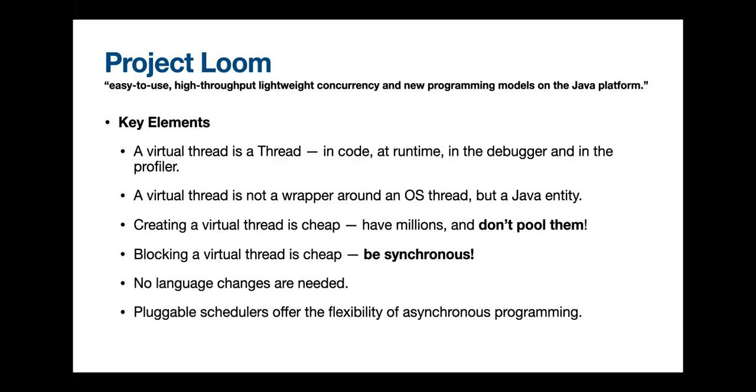So Project Loom, how could I simplify this? Well, this was on the website, so I'll just go with what they say. Easy to use, high throughput, lightweight concurrency, and new programming models on the Java platform. So a key element is that we're going to be using something called a virtual thread, which we treat like a thread, just like the java.lang.Thread that we've used since JDK 1, back in the late 90s, back when we listened to grunge music, in code at runtime, in the debugger and a profiler. In fact, just because of the way it's designed, we're able to do better debugging and better profiling.